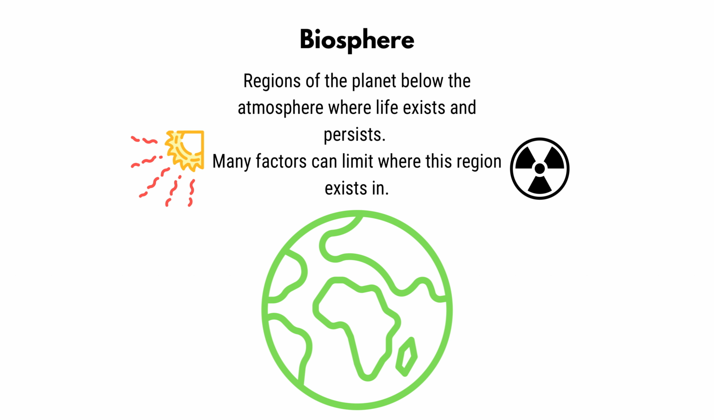Lastly, at the top of the hierarchy sits the biosphere. It is the highest level on the hierarchy for IB biology, and more specifically, the biosphere is the regions of the planet where life exists below the atmosphere, where life can thrive, exist, and persist. There are many factors affecting where a biosphere could be. For example, we have temperature and we have radiation. Those are two very important factors to life and can definitely manipulate where a biosphere is. And obviously, an example of a biosphere would be many regions on the Earth.